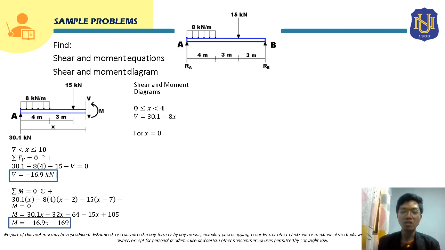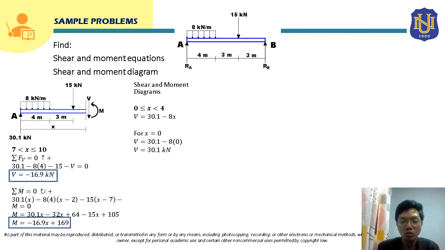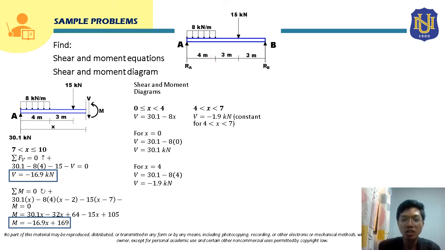So for x equal to 0, the shear will be 30.1 minus 8 times 0, so that will be 30.1 kilonewton. Now, for x equal to 4, the shear will be 30.1 minus 8 times 4. So that will be negative 1.9 kilonewton. And also, class, for the second segment, that is from 4 to 7, the shear equation here is negative 1.9 kilonewton. So it will be constant from 4 to 7.